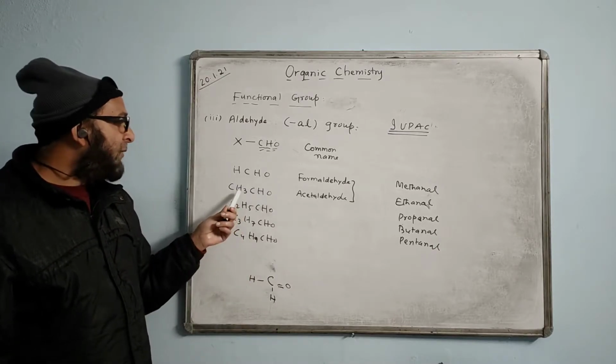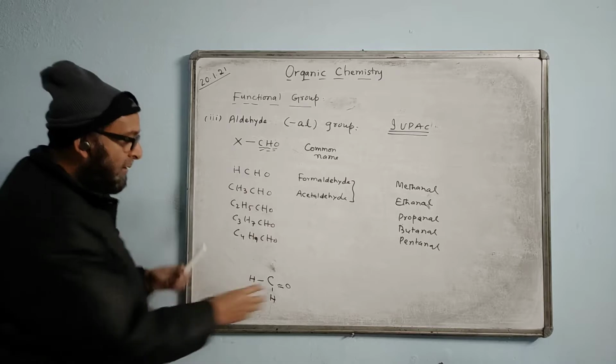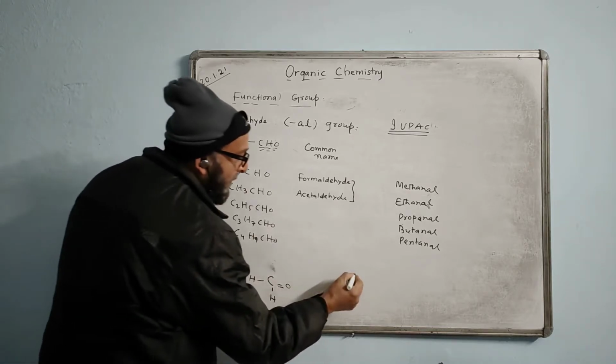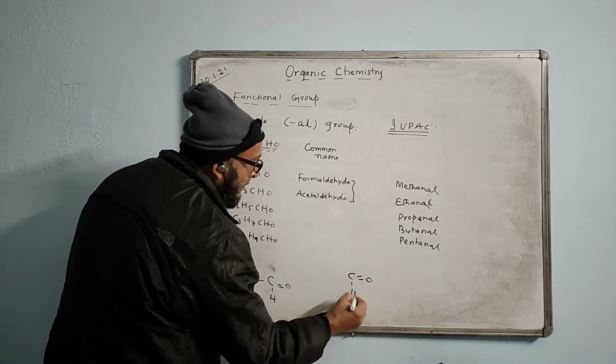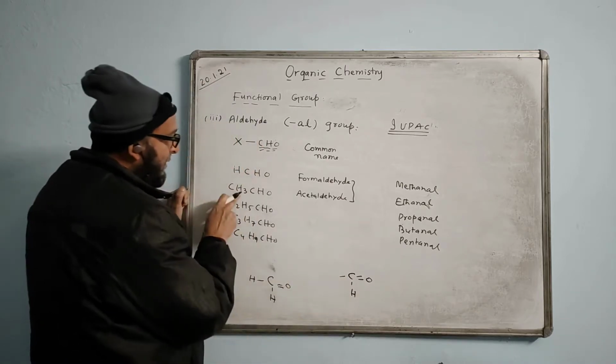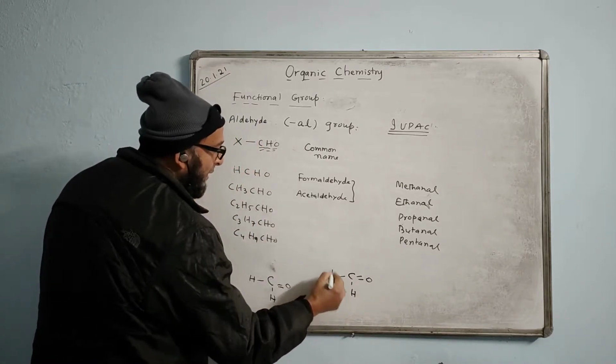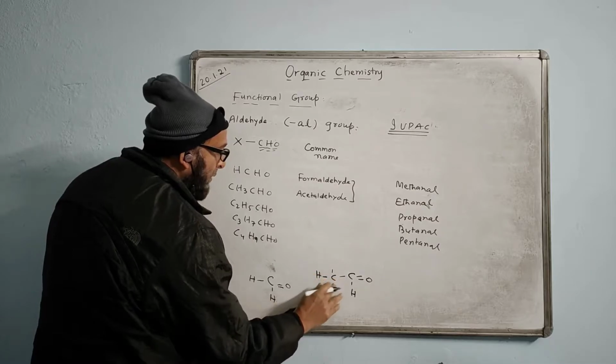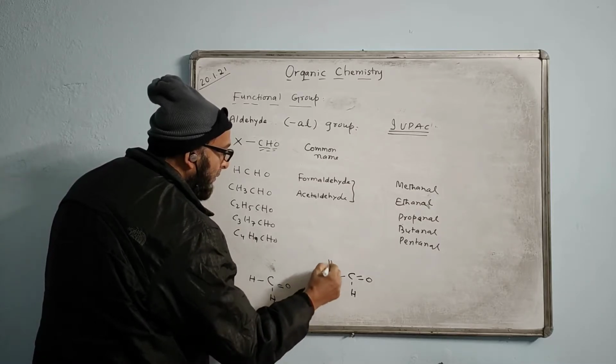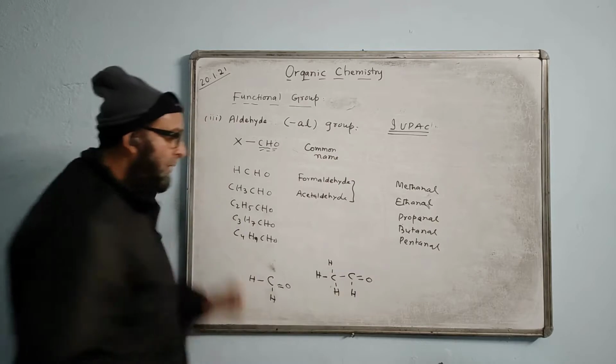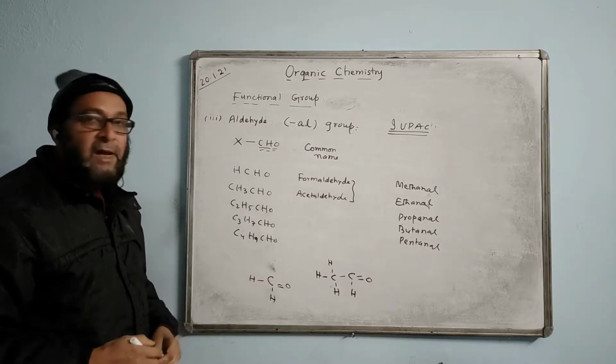In the same way, I will write the formula of ethanal. This part we don't change. Keep it the same. And on this side you add CH3. How to add CH3 on this side? Write CH3 here, C and H3. So this is the formula of ethanal.